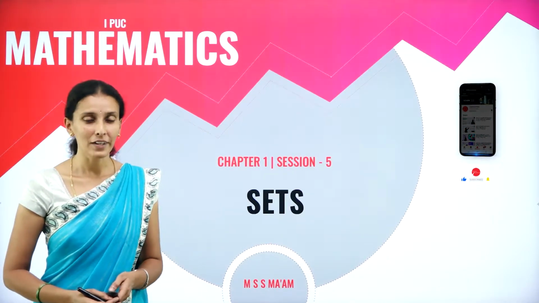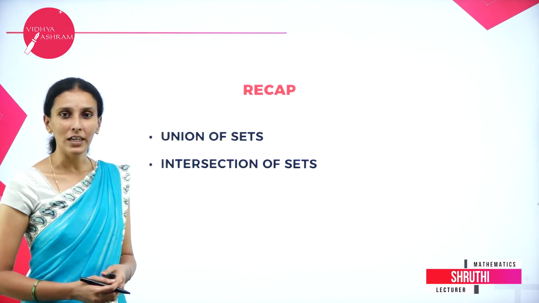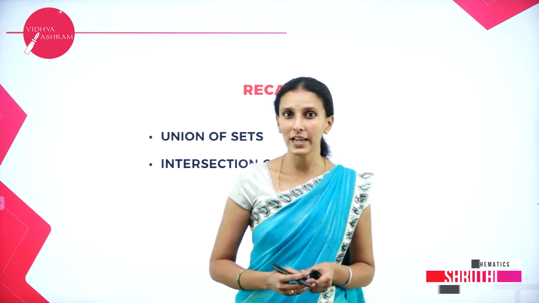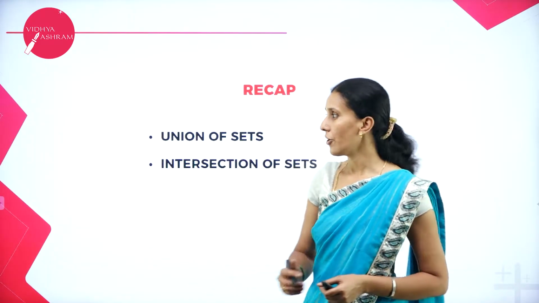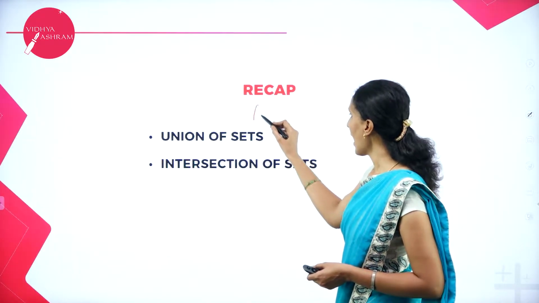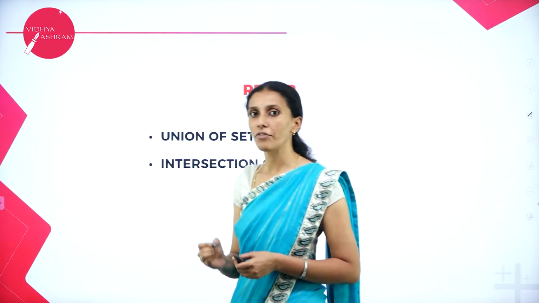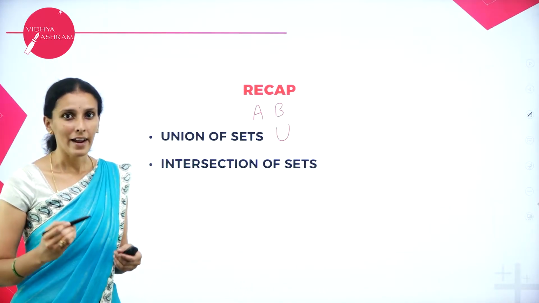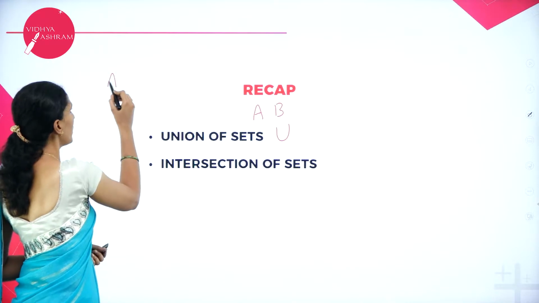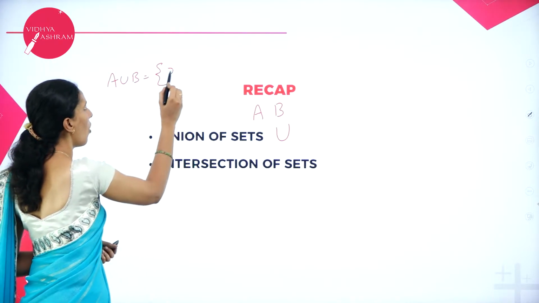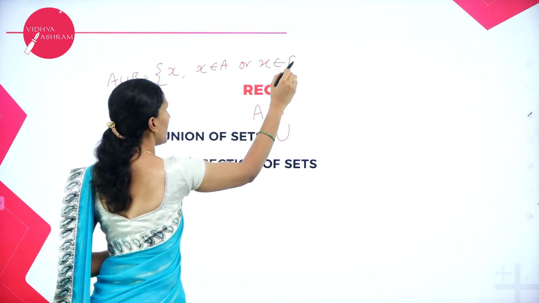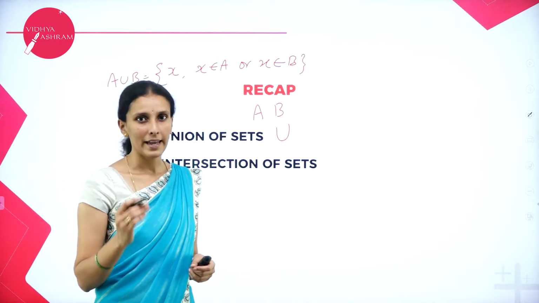Let us recall what we have learnt in session 4. We have learnt about many operations on sets, that is union of sets and intersection of sets. What do you mean by union of sets? Union of sets is represented by the symbol U. If you have any two sets like A and B, then union of sets is nothing but writing all the elements from A or B. That is, A union B is the collection of all the elements such that X belongs to A or X belongs to B. That is, writing all the elements from A and B.